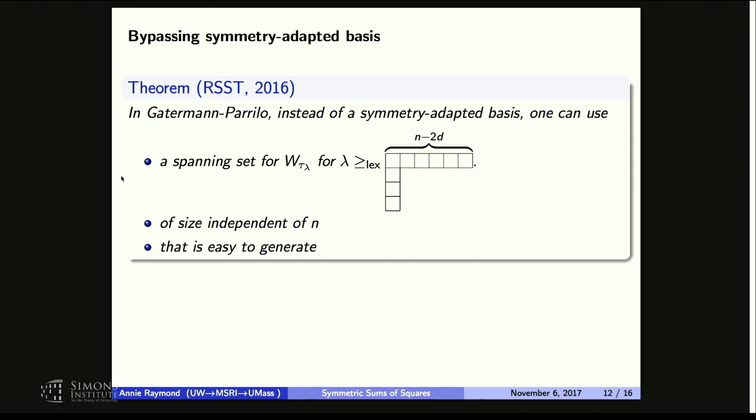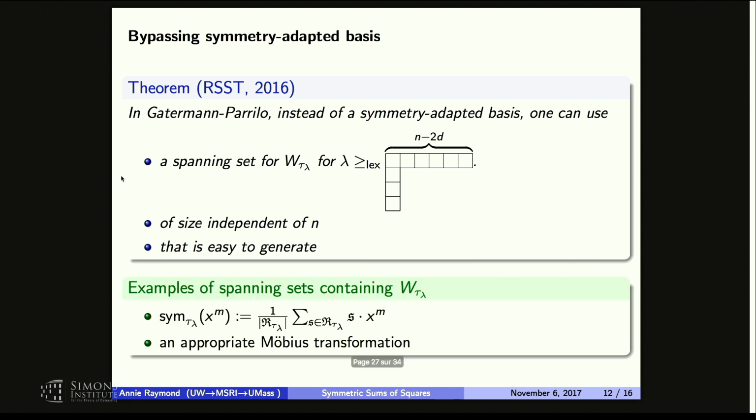And so we show that such spanning sets do exist. And they're very simple. So for example, you can just symmetrize a monomial under the row group.